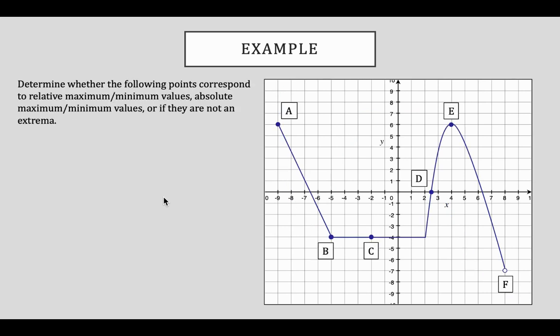All right, let's look at some trickier ones here. Determine whether the following points correspond to relative maximum or minimum values, absolute maximum or minimum values, or if they are not extrema. Starting with point A. So, looking at the graph, because it is an endpoint, it cannot be a relative max or min. My only options are absolute max or min. We can recognize that point A corresponds to the greatest y value on the graph at y equals 6. Because this corresponds to the greatest y value, A is an absolute maximum.